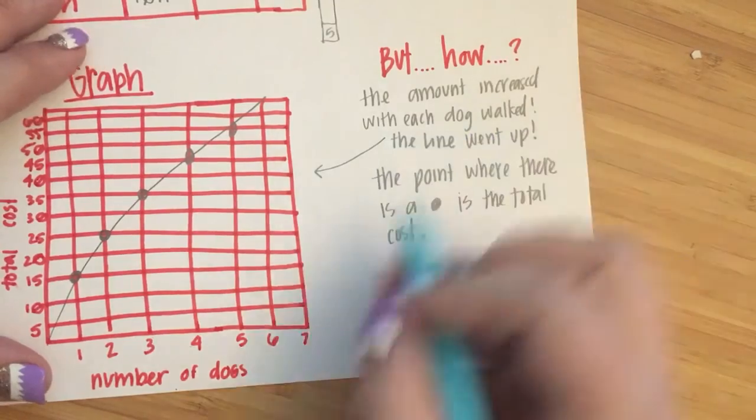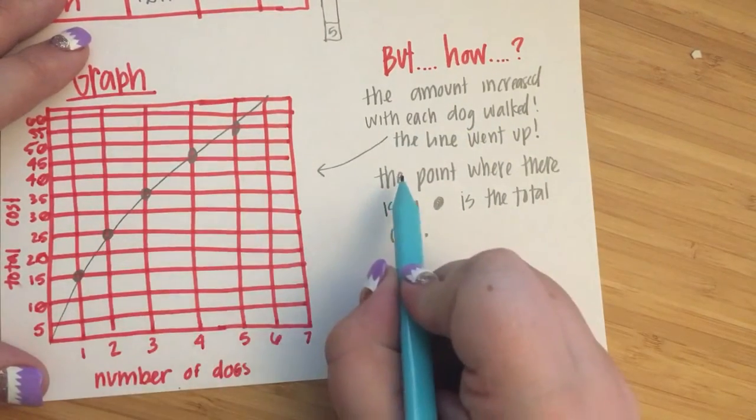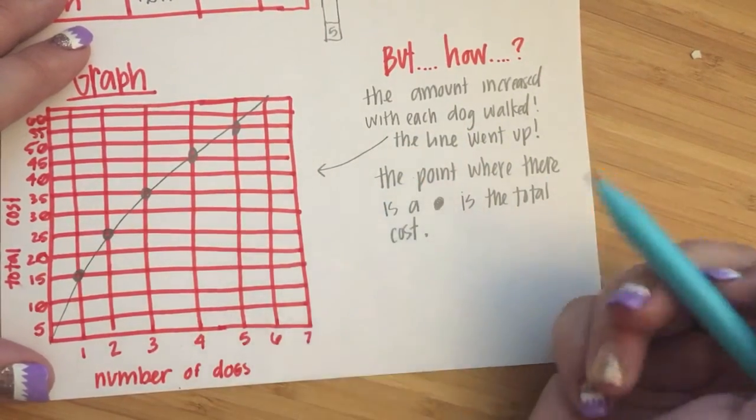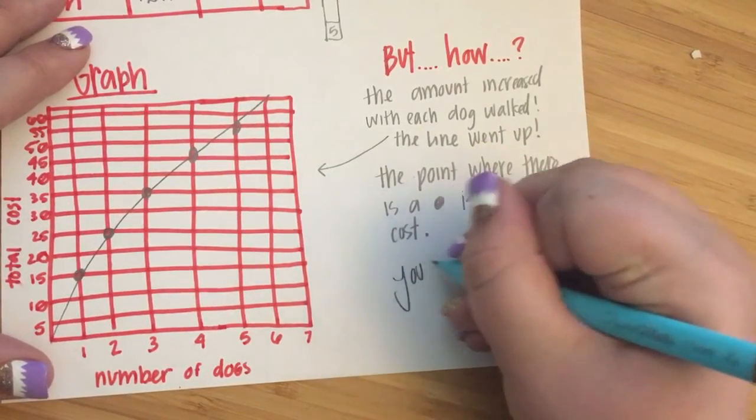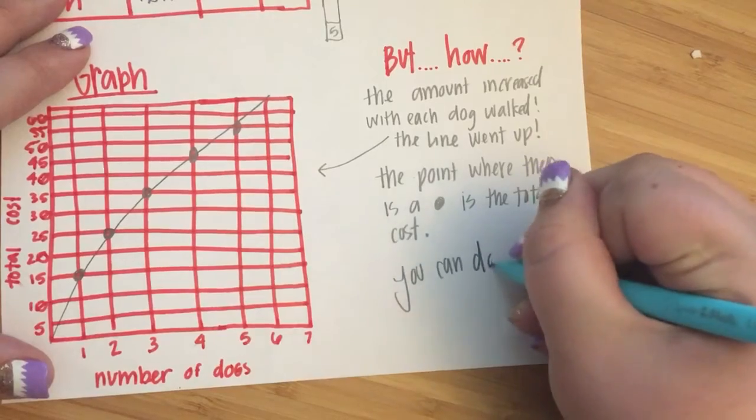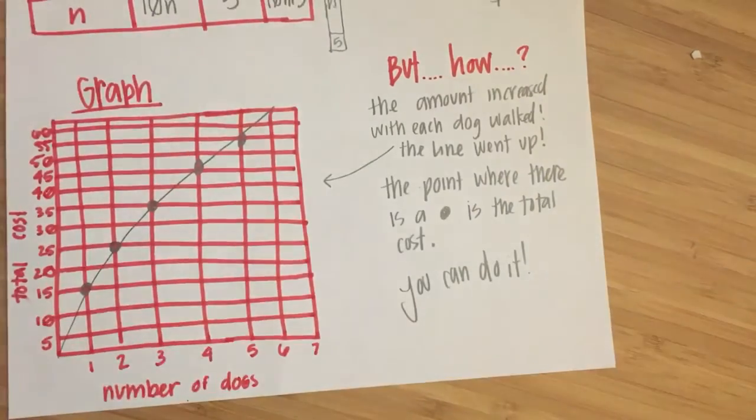So all of these things go together. The table and the equation, the graph, there's no wrong way to do these, but sometimes I like starting with the table and then going to the equation. No matter what, I know you can do this. I'm excited to finish out this chapter, and I know teamwork will make the dream work.